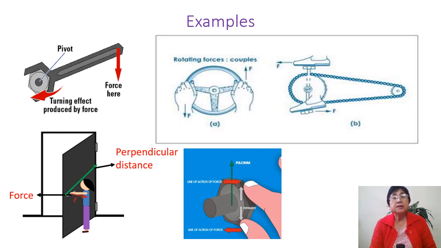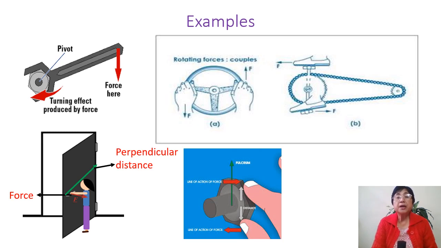Another example is a steering wheel. In a steering wheel, one hand will push it in one direction, and the other hand will push it in the other direction. So you will see one force here on one hand, and another force here on the other hand. As a result, the steering wheel will turn. And the pivoted point is here. So this is the pivoted point.